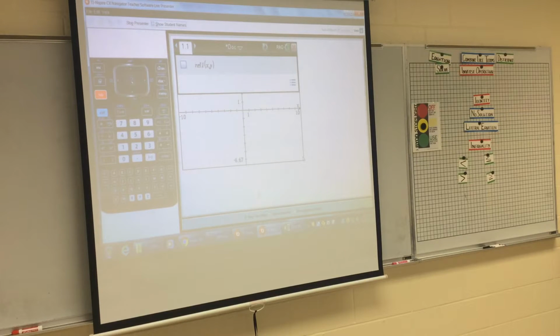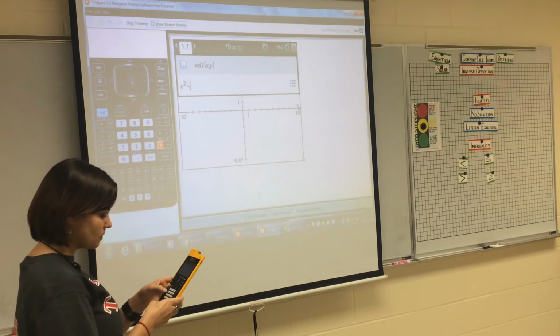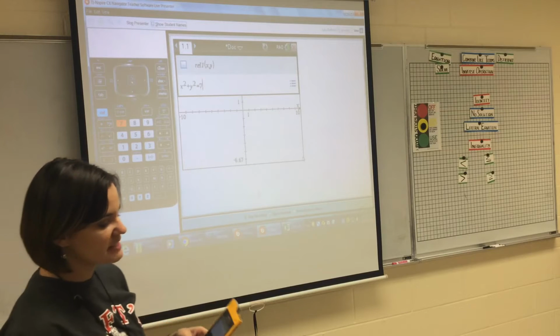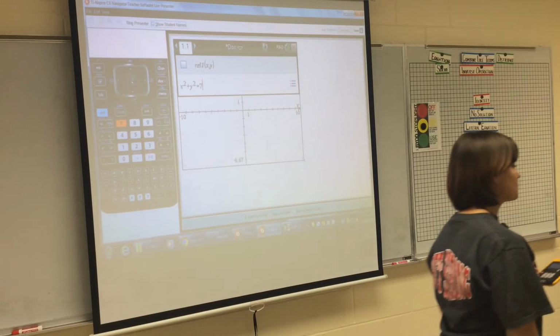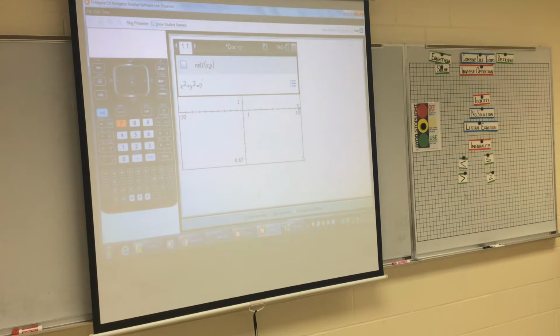Tab. And then I'm going to put x squared plus y squared equals 7. I want y'all to graph that relationship. I'm going too fast? Whoa. Okay, where are we? Tab? Where's tab? Oh, there you go. And now graph that second one. X squared plus y squared equals. Fails.